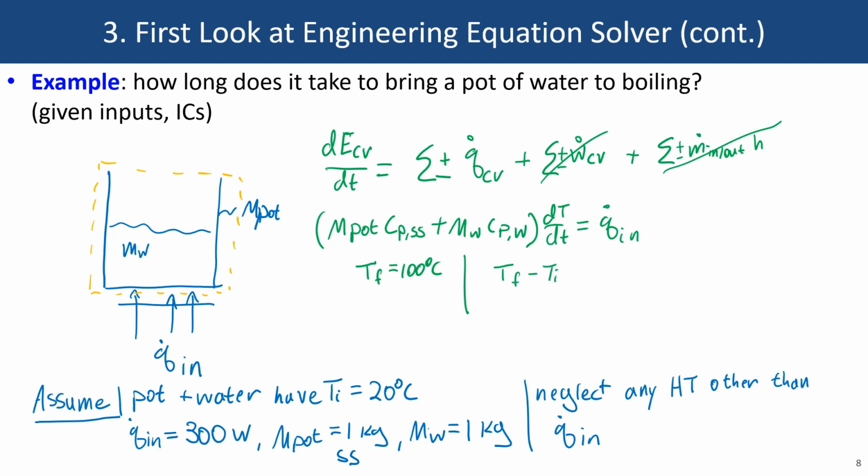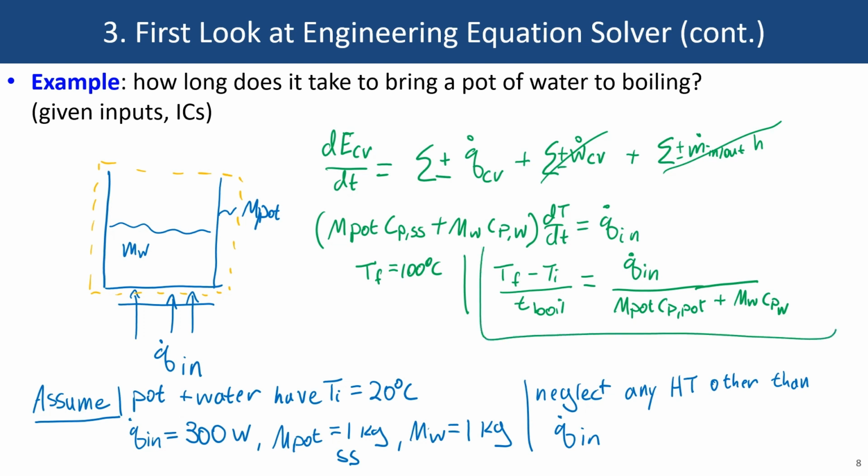TF minus TI over the time it takes. So we'll just call that T boil is equal to Q dot in over M of the pot times CP of the pot plus M of the water times CP of the water. Okay, so pretty simple problem setup here. And now what we want to do is plug in all this information, write a small EES program, and use that to solve for the time it's going to take for this to boil.